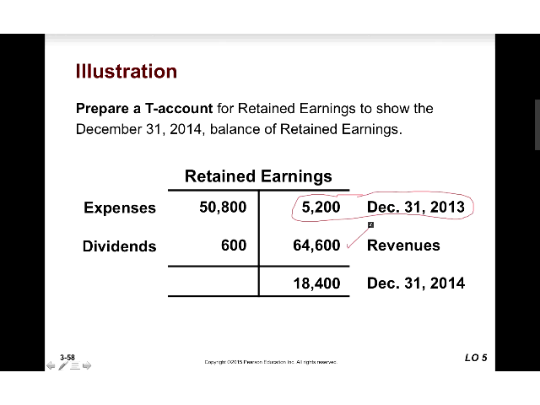Then we would have credited 64,600 to retained earnings in that first closing entry. You'll see a credit to retained earnings. Then we debited 50,800 to retained earnings in the second closing entry for expenses. And then we also debited retained earnings for 600 for the dividend in that closing entry. So if I take the 5,200 plus the 64,600 and subtract expenses of 50,800 and dividends of 600, we get an ending balance for retained earnings of 18,400. And it goes on the credit side because our credits are larger than our debits.